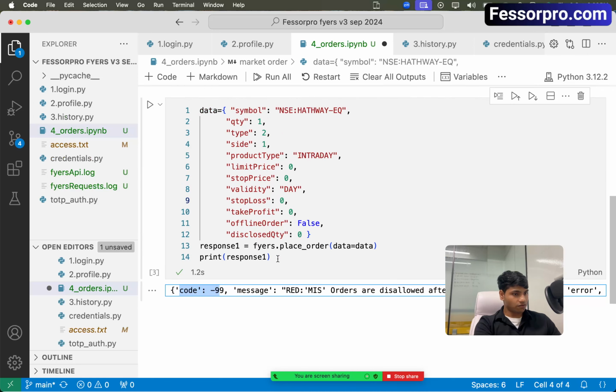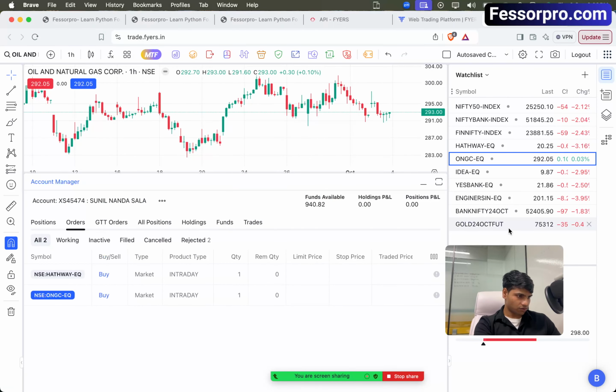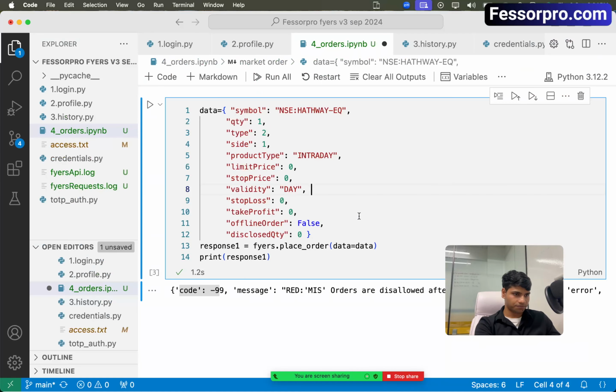This order would have executed if I run the same code in the market hours. Now, I don't have enough money. Otherwise, I would have shown you by placing a trade on the MCX stocks. But for MCX stock, you need a little bit too much money, so I haven't funded it yet. So you can do it in the normal market hours. Now let's place a limit order.